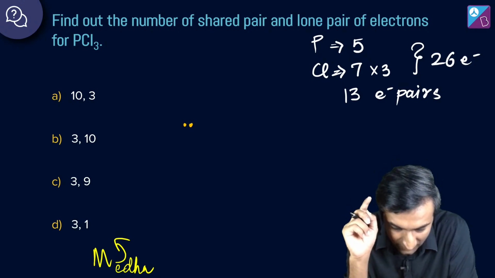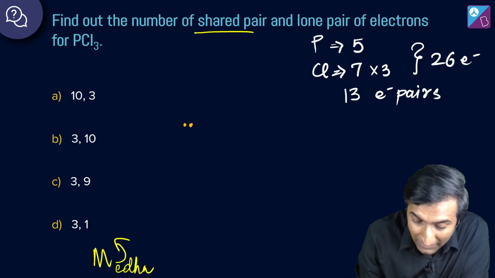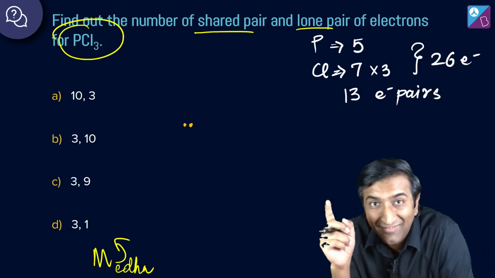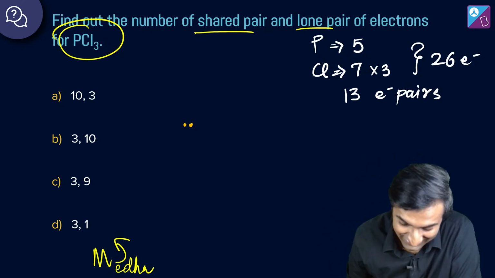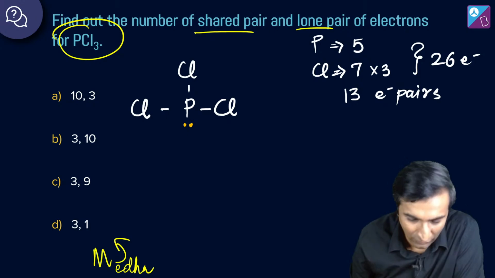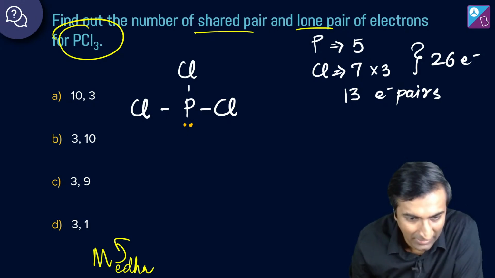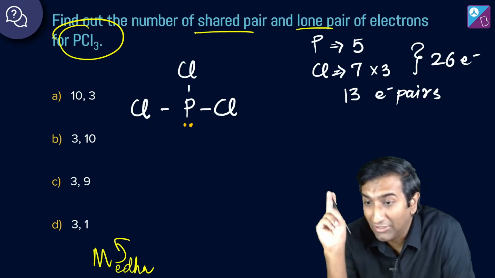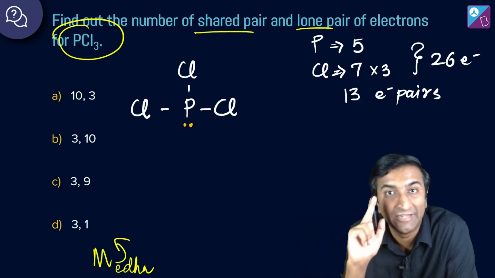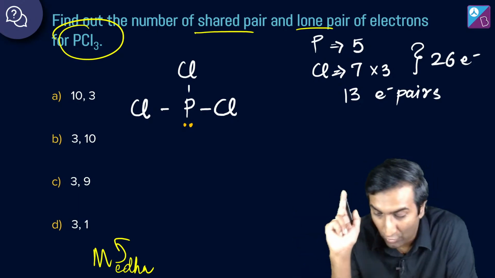Medha, look at the shared pairs and lone pairs of electrons for PCl3. Total electrons, Medha, not just on phosphorus. Anyway, I've put the electrons on phosphorus. Maybe I should do that in the end. 3 P-Cl bonds and 1 lone pair. Yes, on phosphorus, Medha, you're right. But you have to find out the total number of lone pairs on the whole of PCl3, not just on phosphorus. So what are we missing?